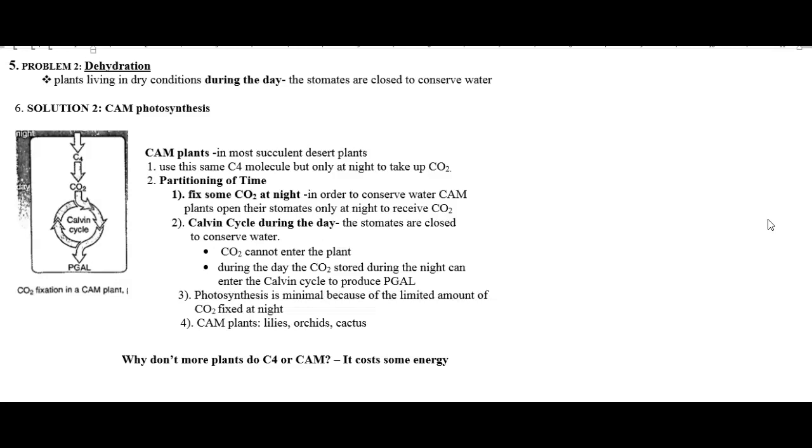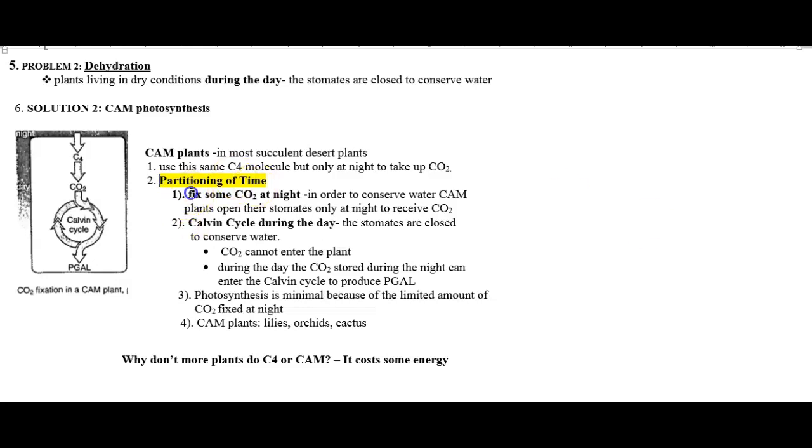CAM plants, succulent desert plants like cactus, have a lot of moisture inside of them. They're going to have a C4 molecule as well, but this is going to be called partitioning of time rather than space. They're going to use the same 4-carbon molecule, but only at night to take up carbon dioxide. They fix carbon dioxide at night in order to conserve water, because they only open their stomata at nighttime, and at nighttime they're able to receive carbon dioxide.